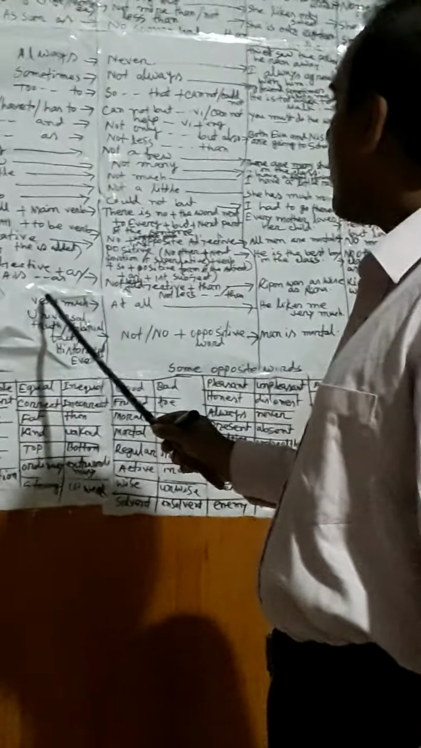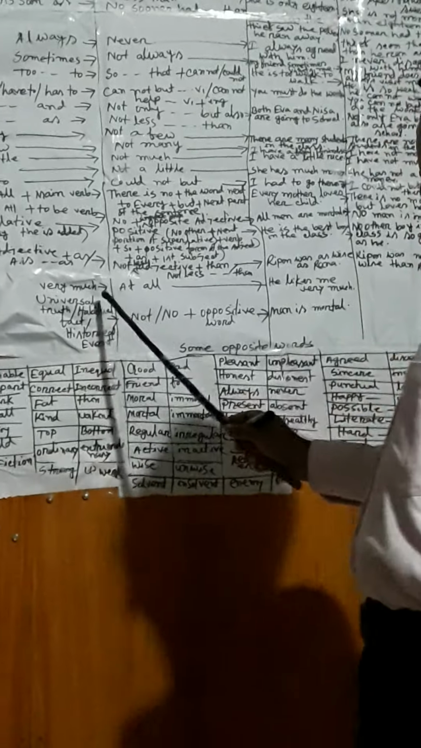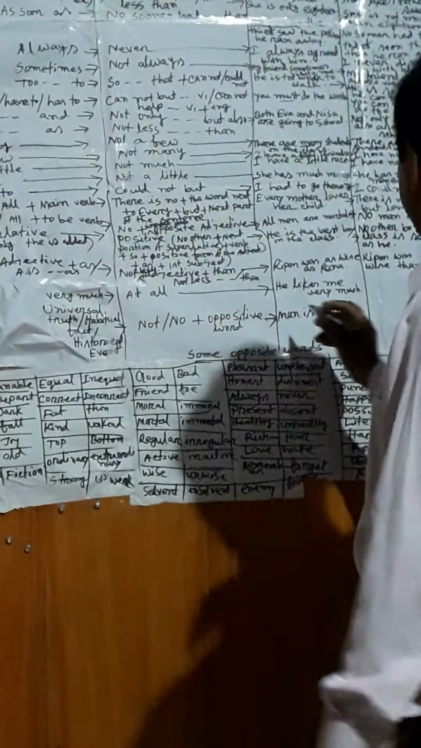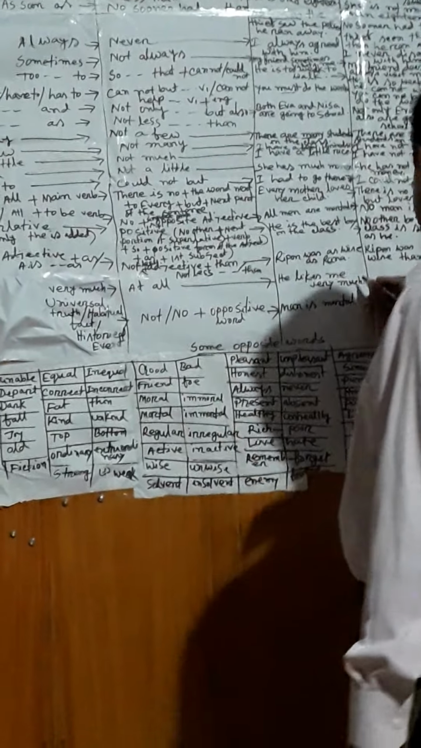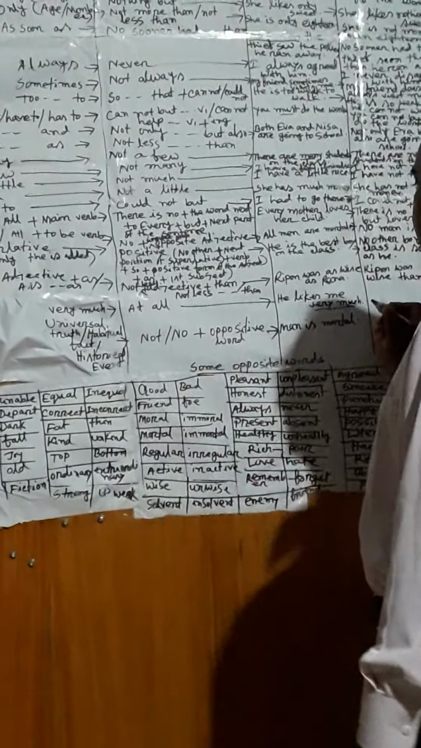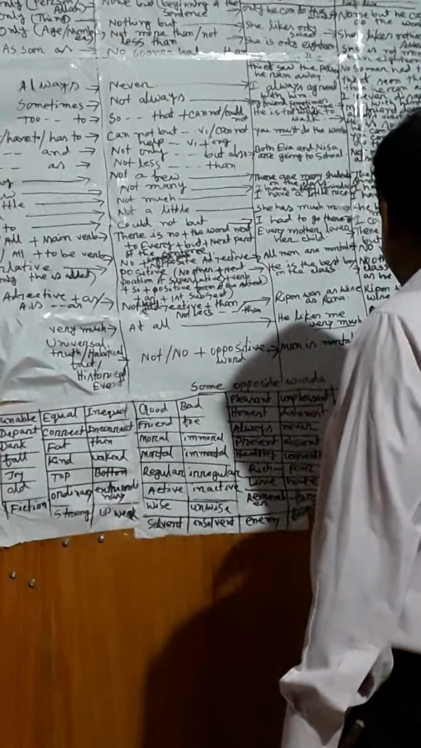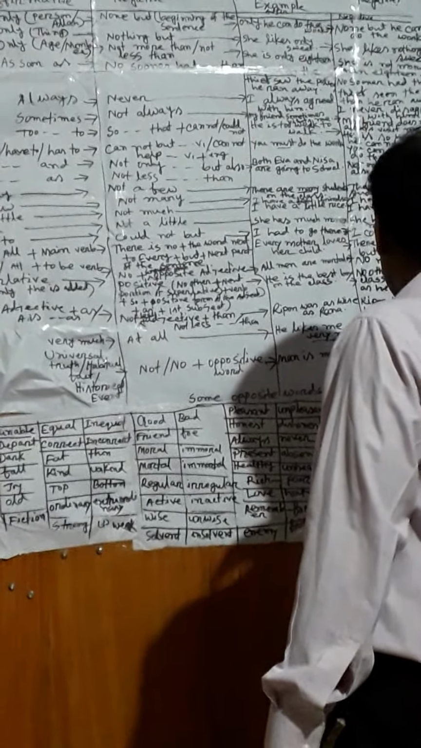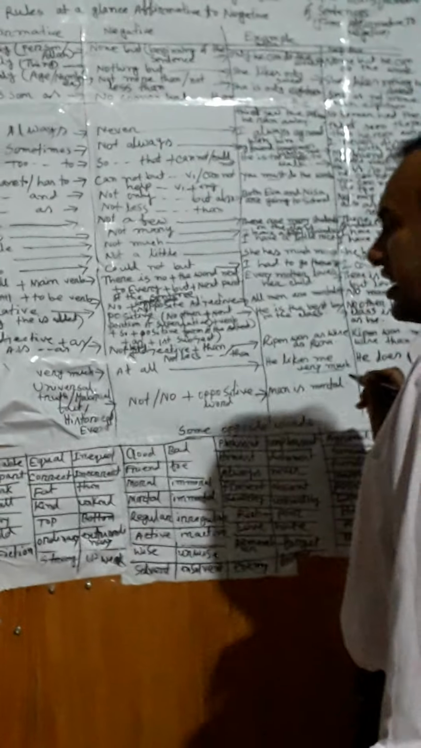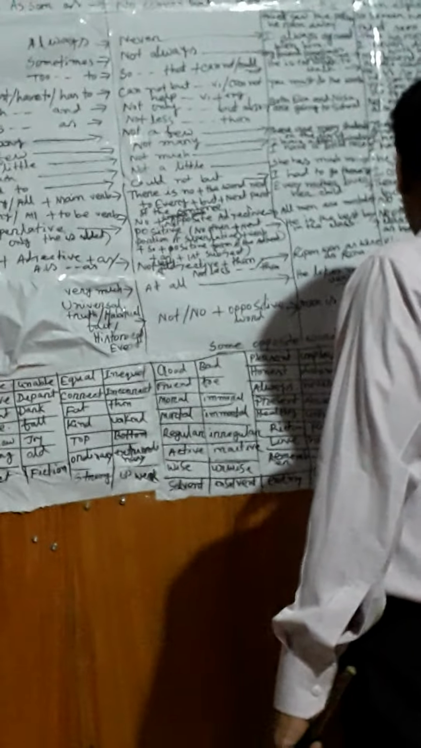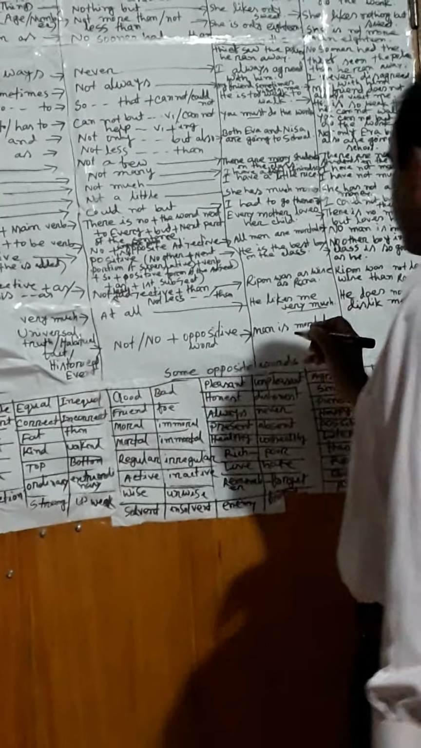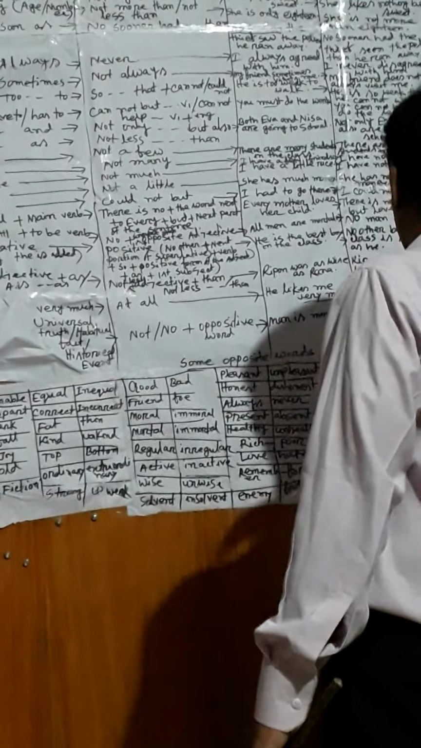Next rule: if you find very much in an affirmative sentence, then you have to use at all in the negative sentence, such as, he likes me very much. Here very much is used, and then you have to use at all. So the answer will be: he does not dislike, the opposite word of like is dislike, me at all.